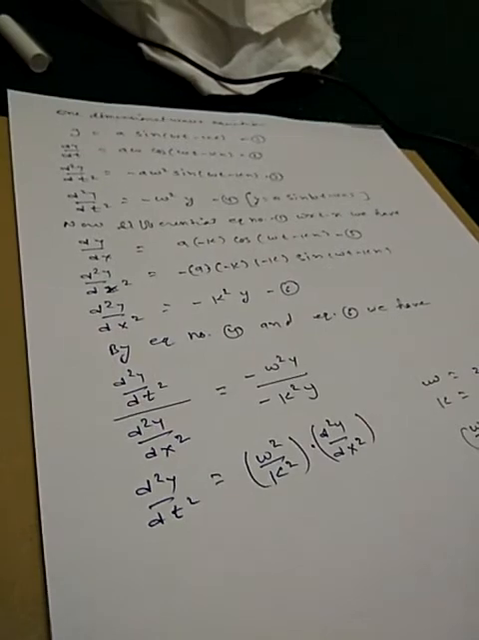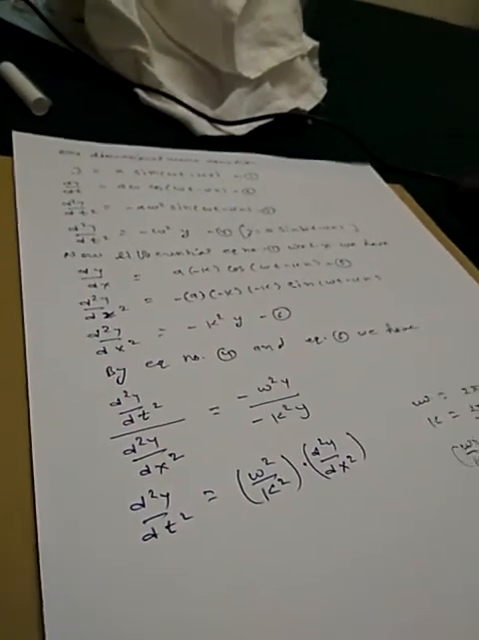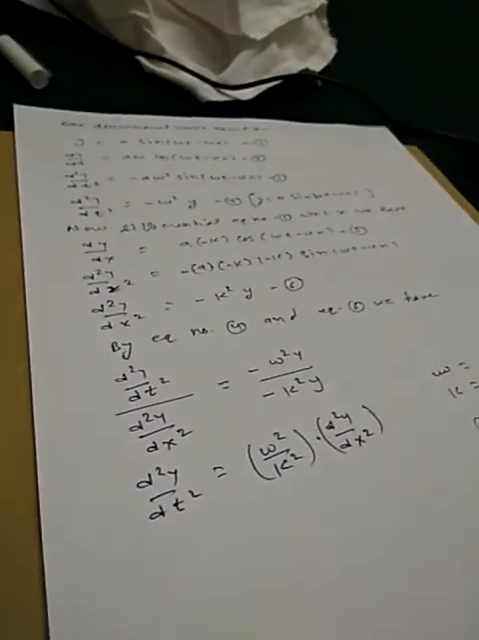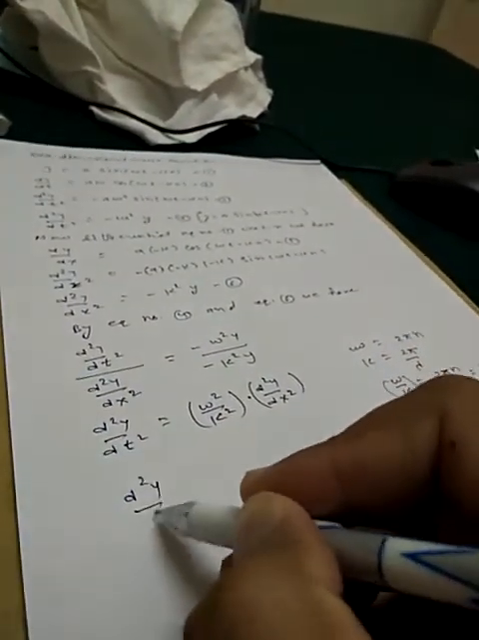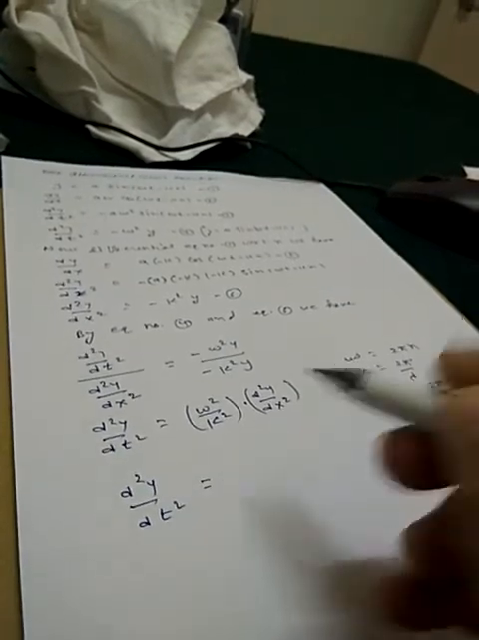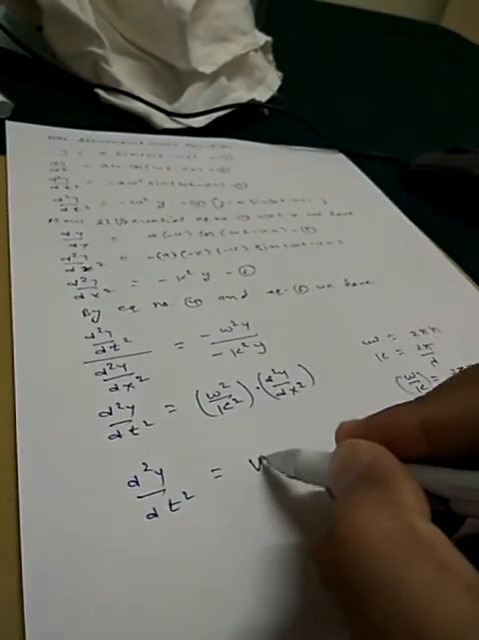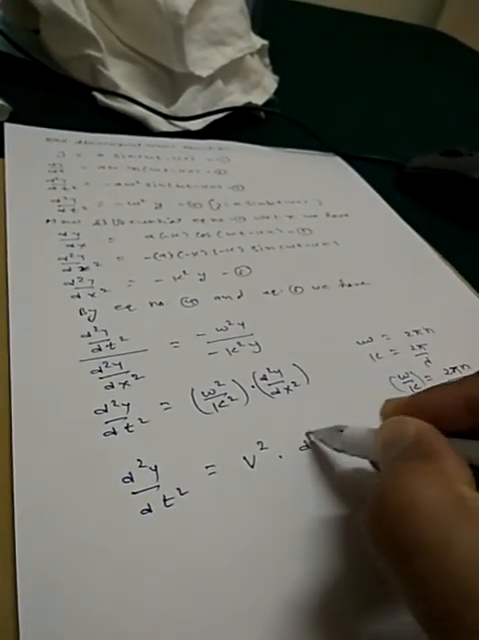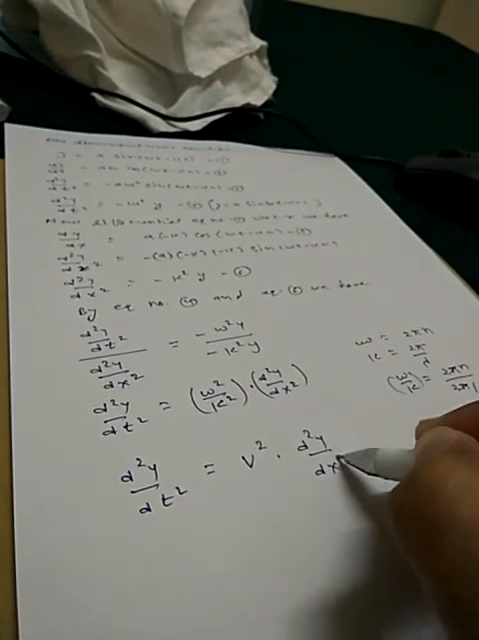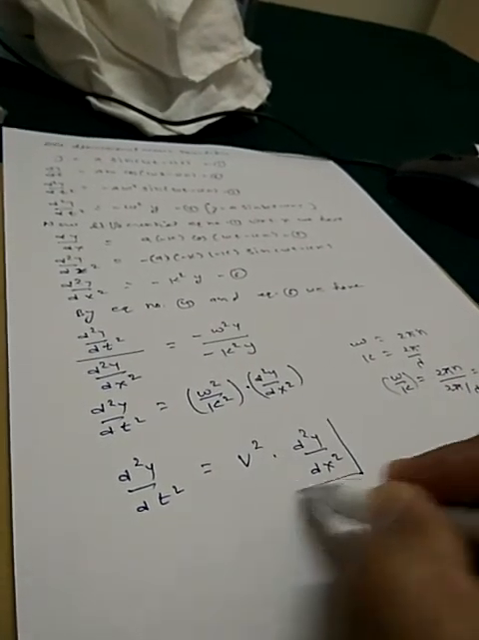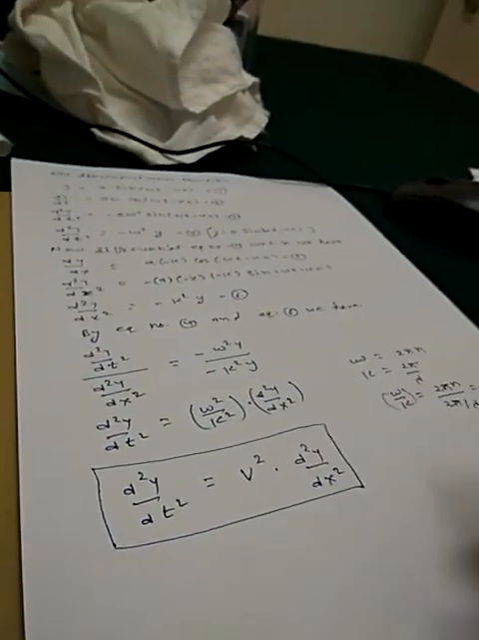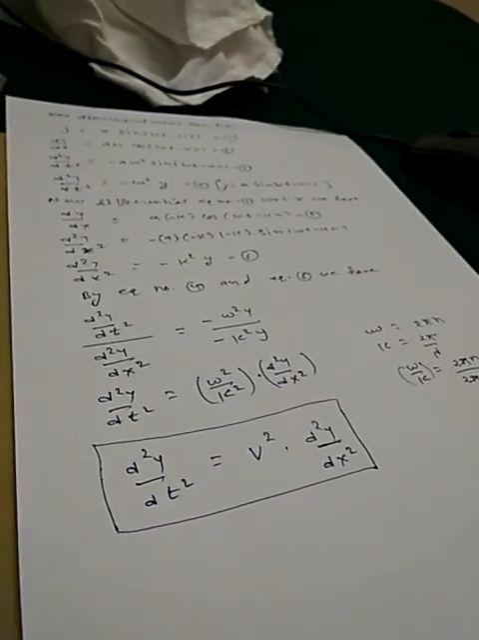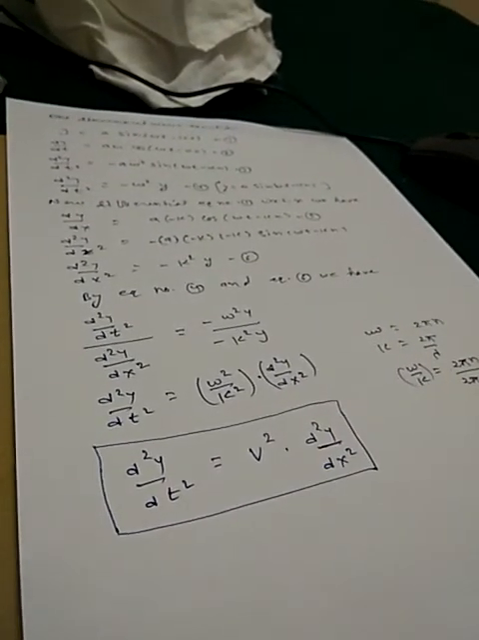Now omega by k can be replaced by the term v, which is the velocity of the wave. Thus we can write d2y upon dt square equal to v square into d2y upon dx square. This is the equation of a wave which is propagating along the x-axis with velocity v.